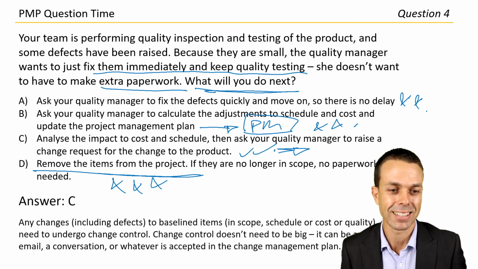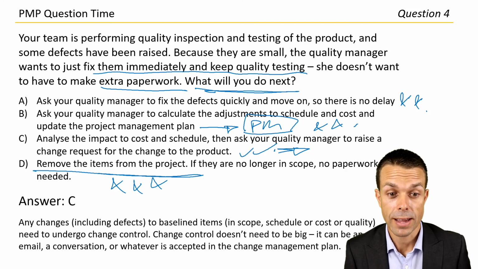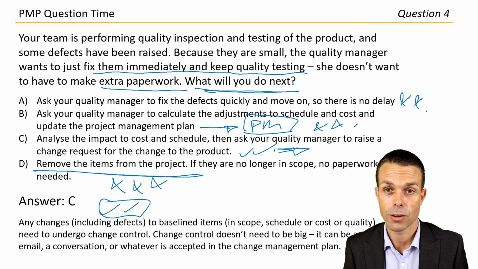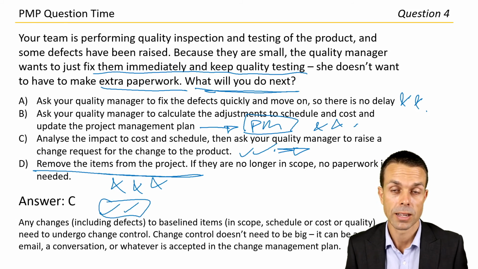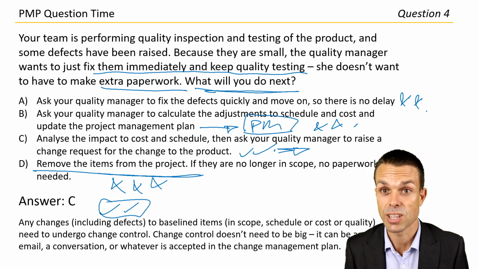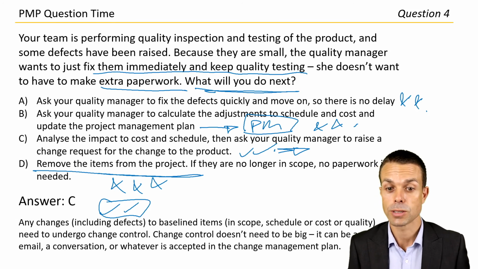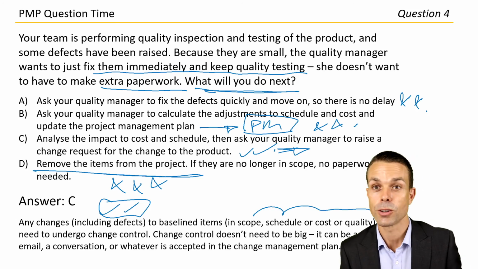Answer C, fantastic. Any changes including defects? And this is good to know as well, because defects actually count. If they're raised, they need to be raised as a change request, because we're ultimately making a change to what has been delivered. So that's very important to know. Any changes to baselined items in scope, schedule, cost, or quality need to undergo change control.